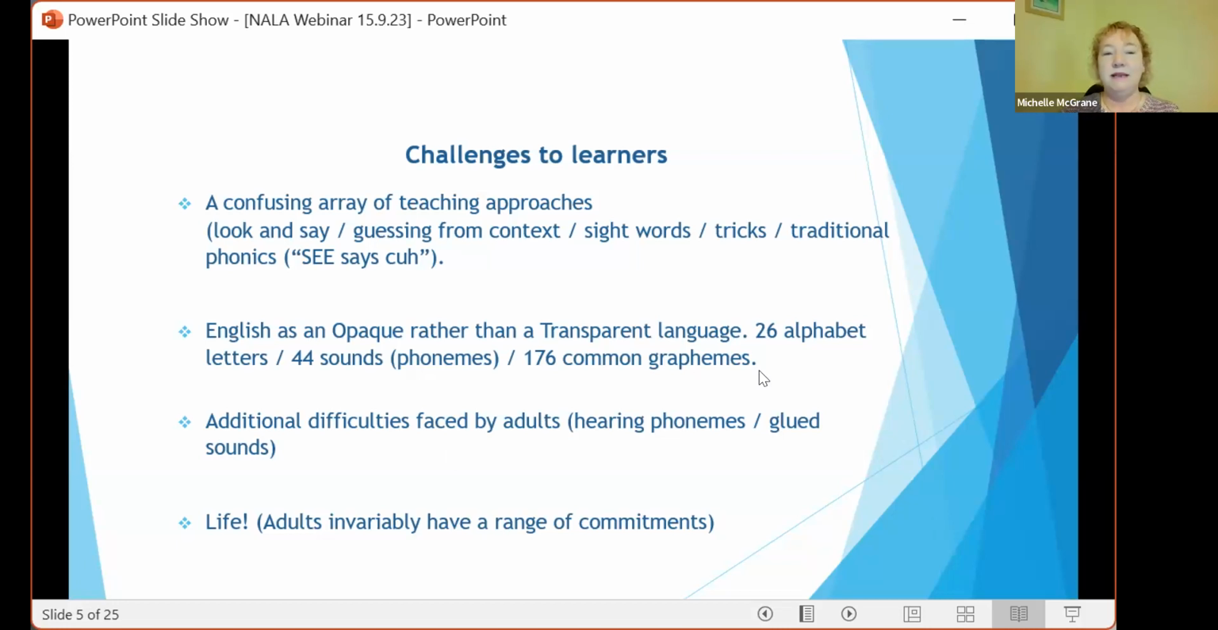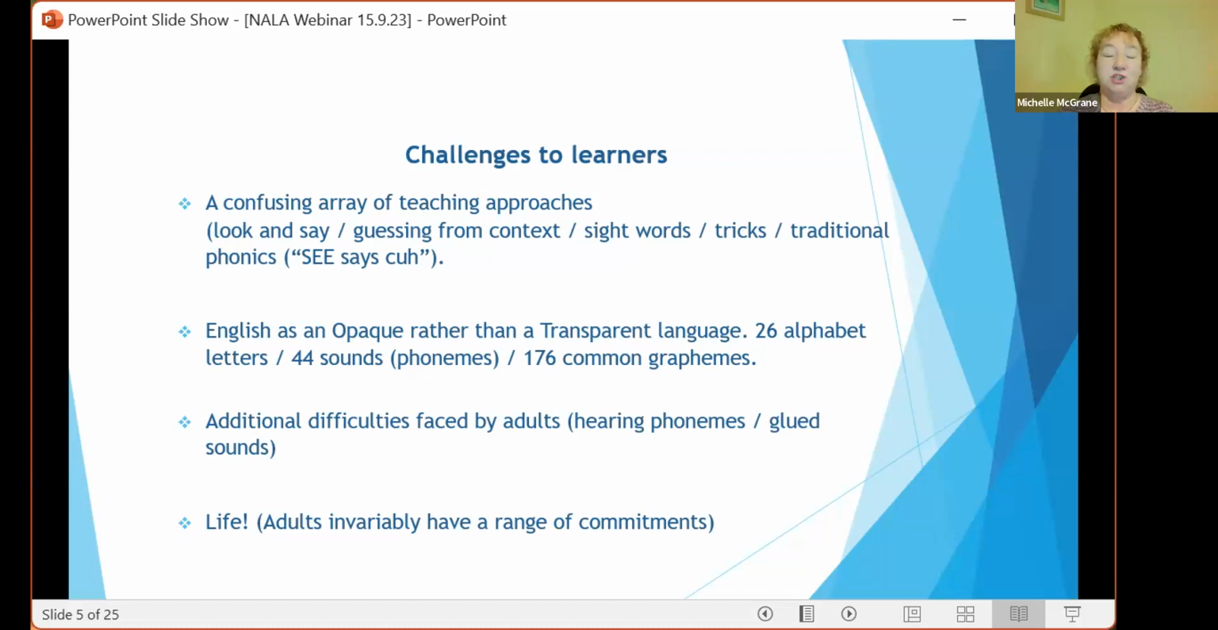The English language is very opaque, and many other languages are far more transparent. I just want to talk about those two words for a minute. Many of you may already be familiar with those, but just to explain for those who may not, a transparent language is a language where there is one spelling for every sound. And those languages exist. Unfortunately, English is not one. And so the more transparent a language is, the easier it is to learn how to read. And the more opaque a language is, the more difficult it is to learn how to read.